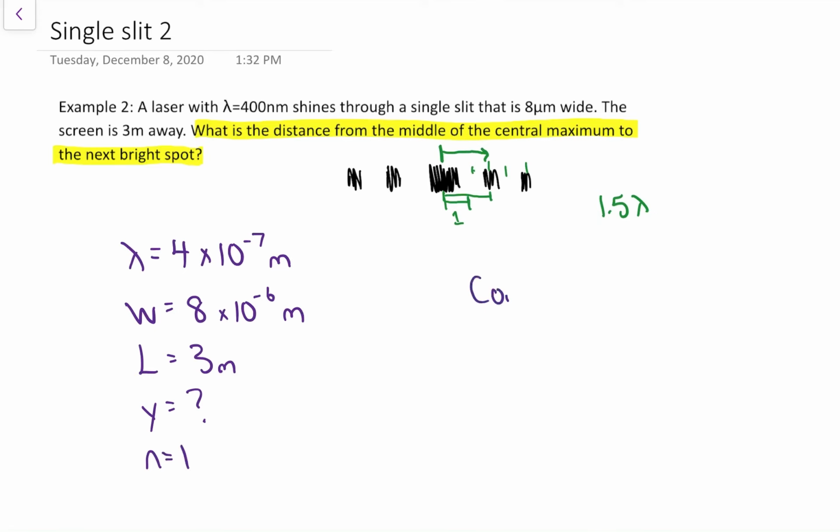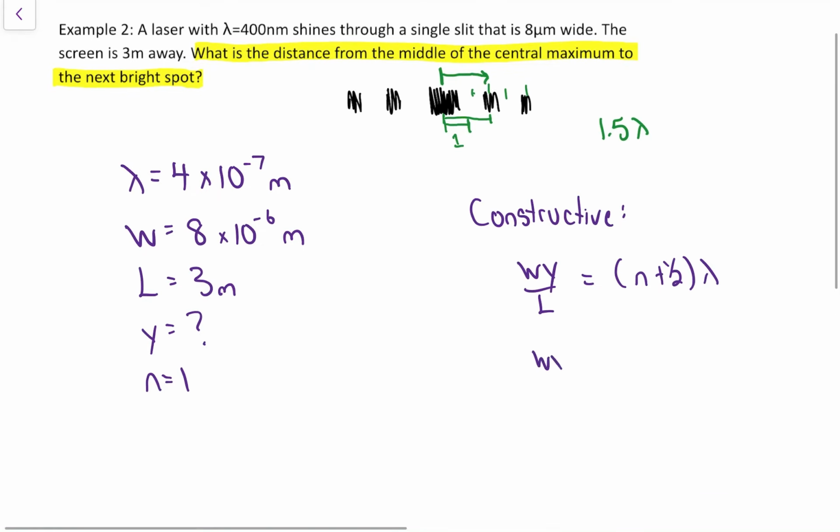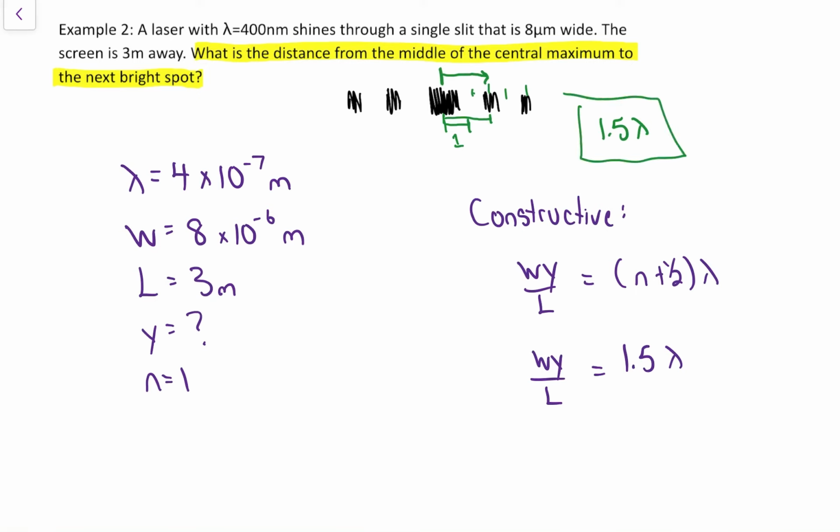If we use the condition for constructive, then we can just plug in 1. Wy over L equals n plus a half multiplied by lambda. We can just plug in 1 and we get Wy over L equals 1.5 lambda. That's what I was trying to talk about before. The 1.5 lambda has to be on the right-hand side of the equal sign.